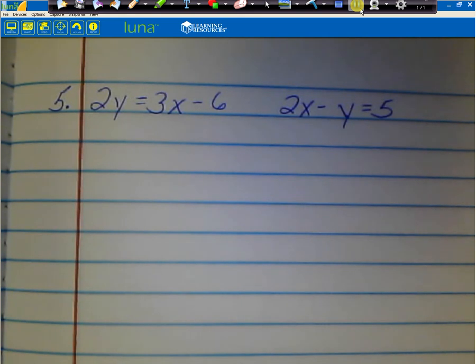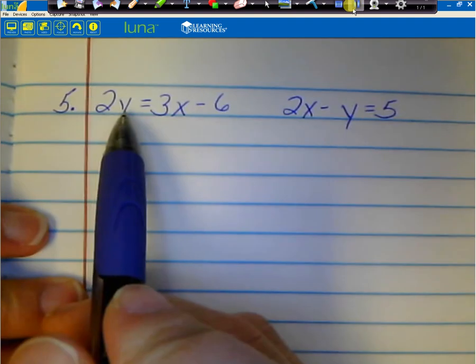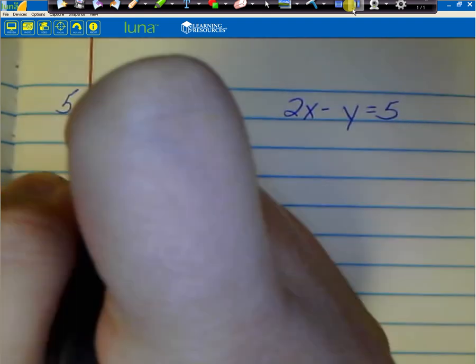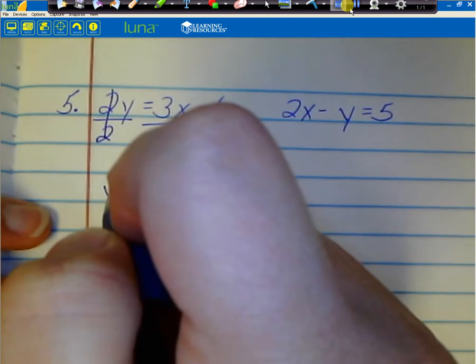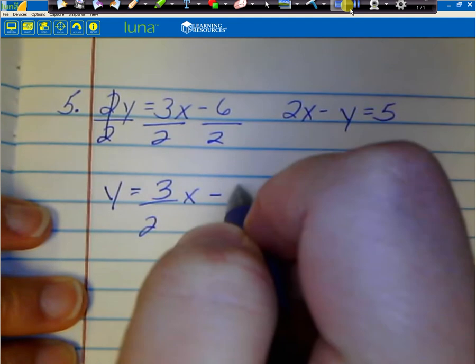All right, now again, neither one of these are ready to graph, so I have to get them both into y equals mx plus b first. This first one, to get that y by itself, I just need to move the 2. Since the 2 is right next to it, it means it's being multiplied. So I just need to divide everything by 2. And I get y equals 3 over 2x minus 3.